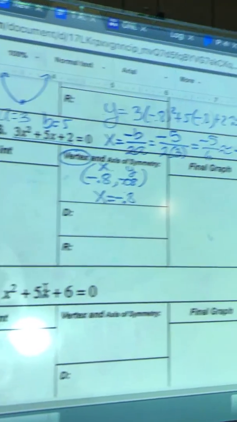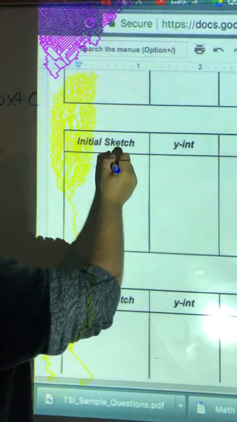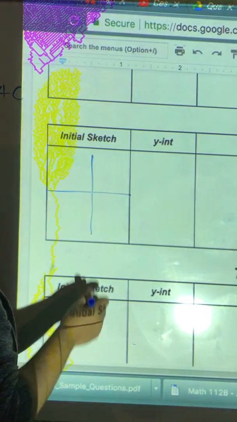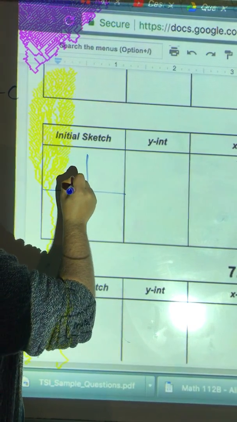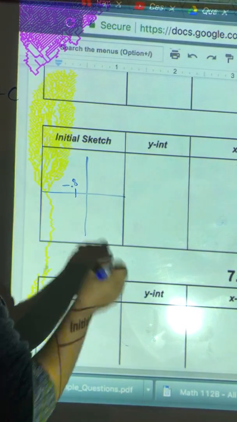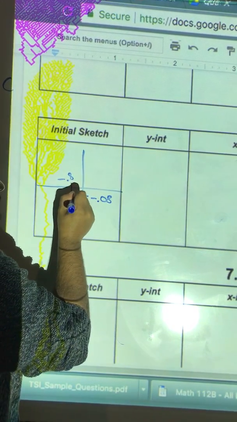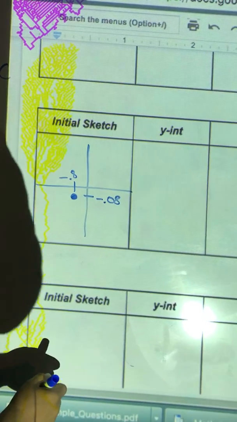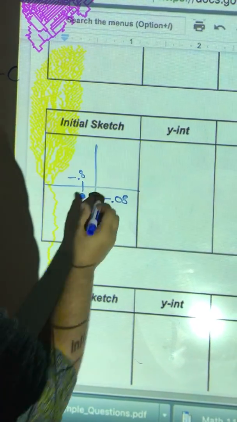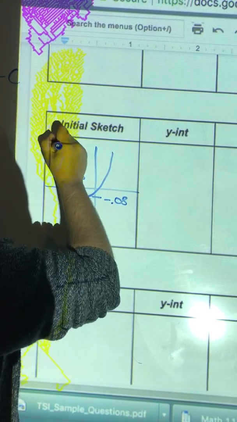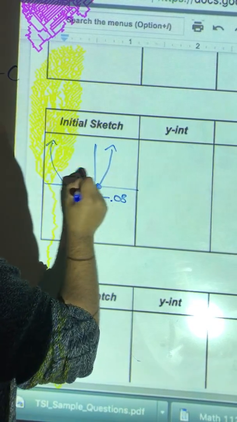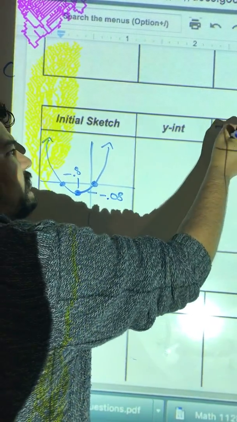If you graph that, you're going to do the initial sketch at negative 1.8. So this is negative 0.8. And this is negative 0.08, which is a really small number. It's really close to the x-axis. And it is a positive 3, so it does open up. So we expect to have 2 solutions here.